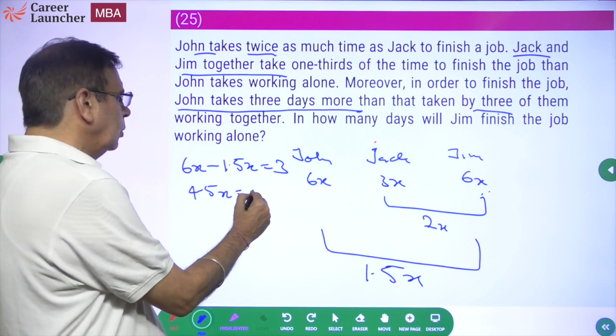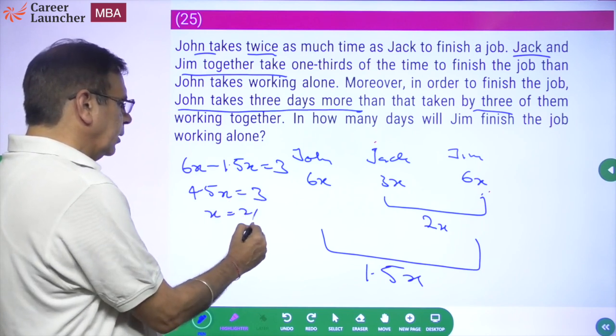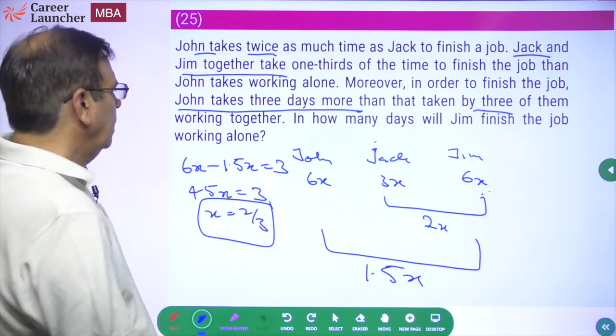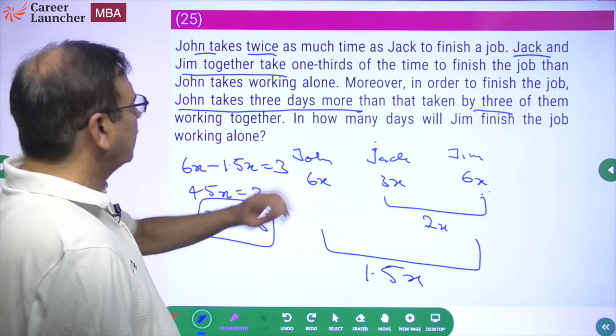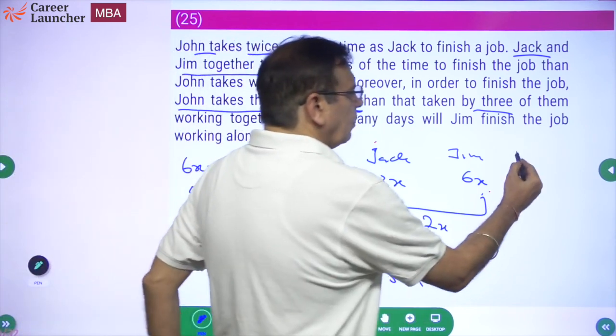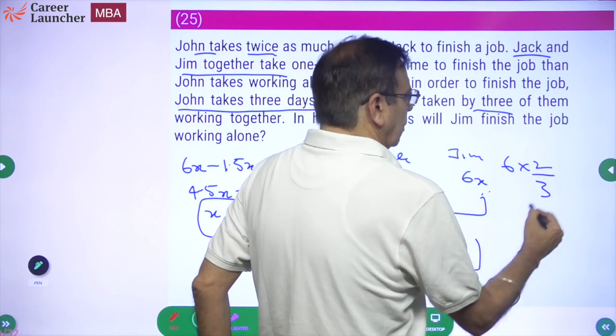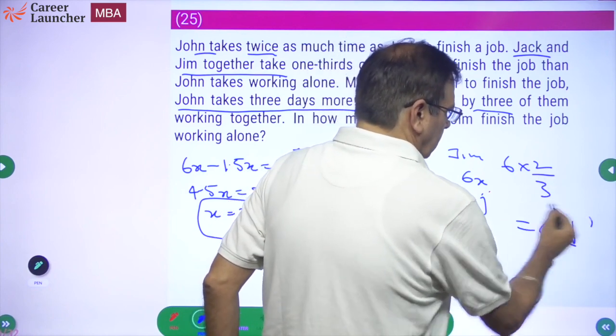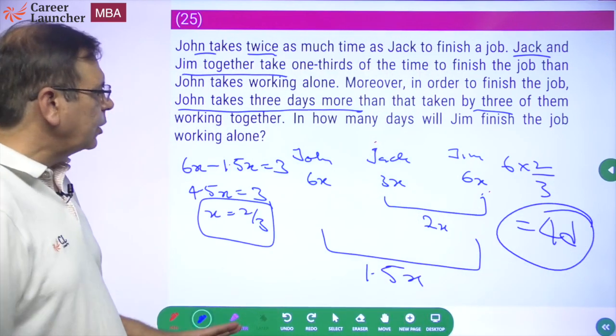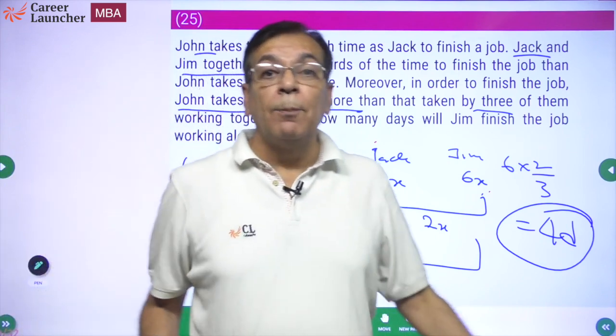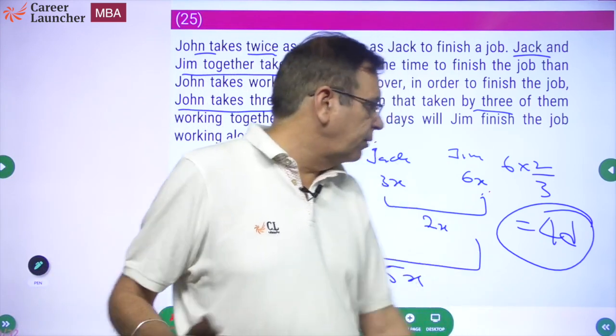So 4.5x is equal to 3, or x is equal to 2 by 3. Okay. In how many days will Jim finish the work working alone? He'll finish the work in 6 into 2 by 3, which is equal to 4 days. Okay. Simple question, but if you work in terms of percentages, your speed goes up significantly.